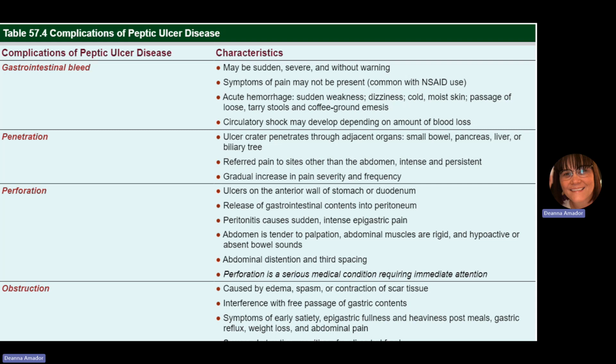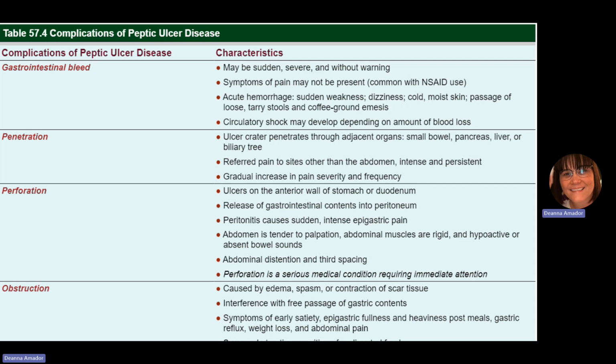This slide talks about complications of peptic ulcer disease, but you can see here it talks about GI bleed, penetration, perforation, obstruction. So all of these are very, very important and indicate an acute abdomen. I did go ahead and throw this slide on here. It talks about how GI bleed can be sudden, severe, without warning. So you can read on here and read what the different types of bleeding or abdominal problems can occur.